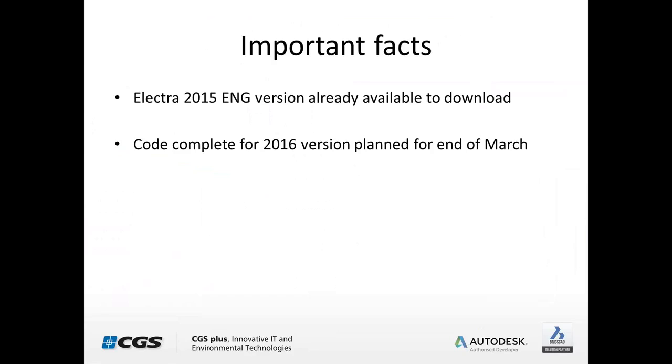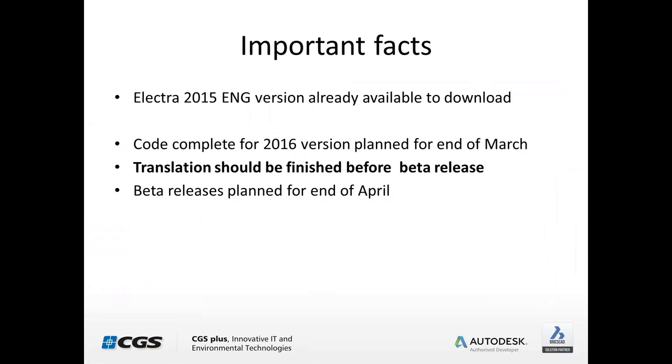Expected code complete for the 2016 version is planned for end of March, and that's important because all of you, our partners, who are interested in having a localized version of Electra, will be asked to make all the translations for the UI and all the localizations, especially for those loads and others, before the beta release is published. For now, the beta releases are planned for end of April.